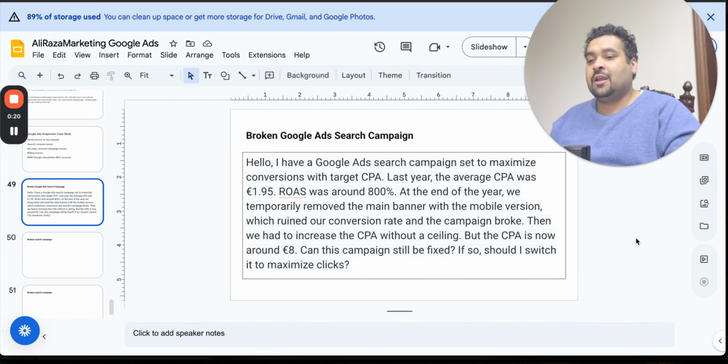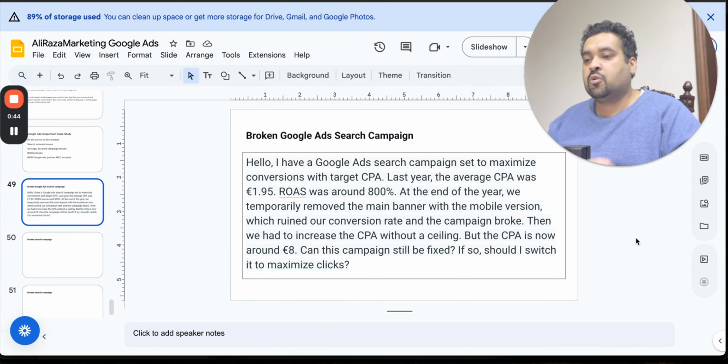Great. Okay, at the end of the year, we temporarily removed the main banner with the mobile version, which ruined our conversion rate and the campaign broke. Then we had to increase the CPA without a ceiling, but the CPA is now around €8. Can this campaign still be fixed? If so, should I switch it to Maximize Clicks?